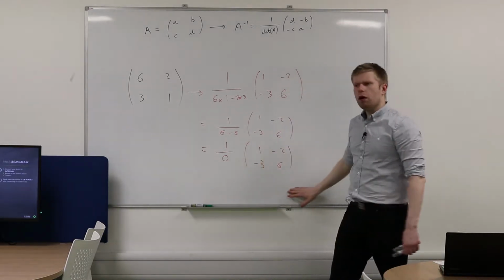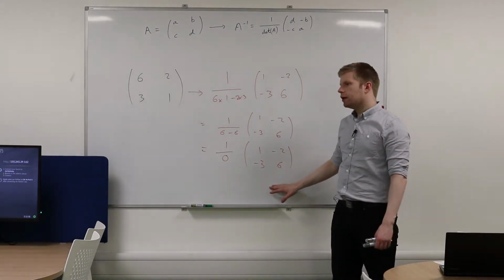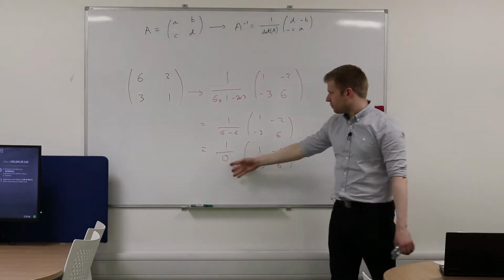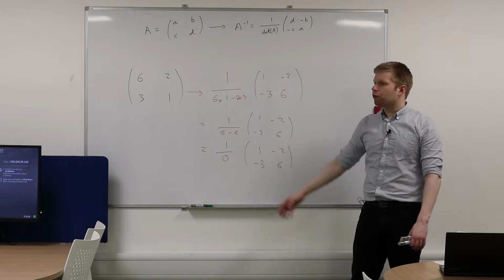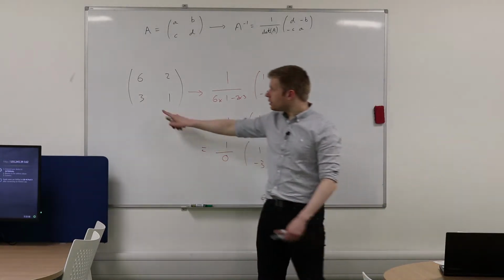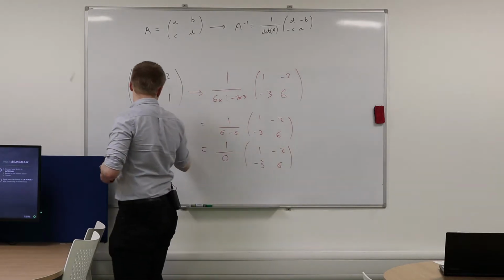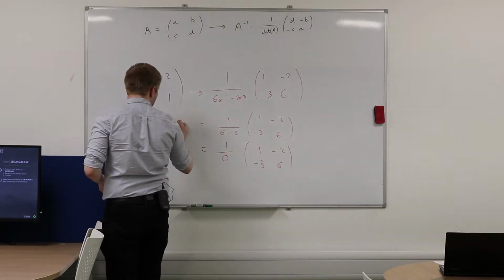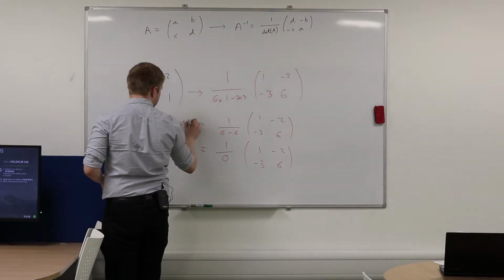So therefore, we can't do this, can we? If we can't do this, then we can't do this because we're taking something that we don't know and trying to multiply through this matrix. So because this doesn't make sense, we say that this original matrix has no inverse. There is no inverse that exists for this matrix.